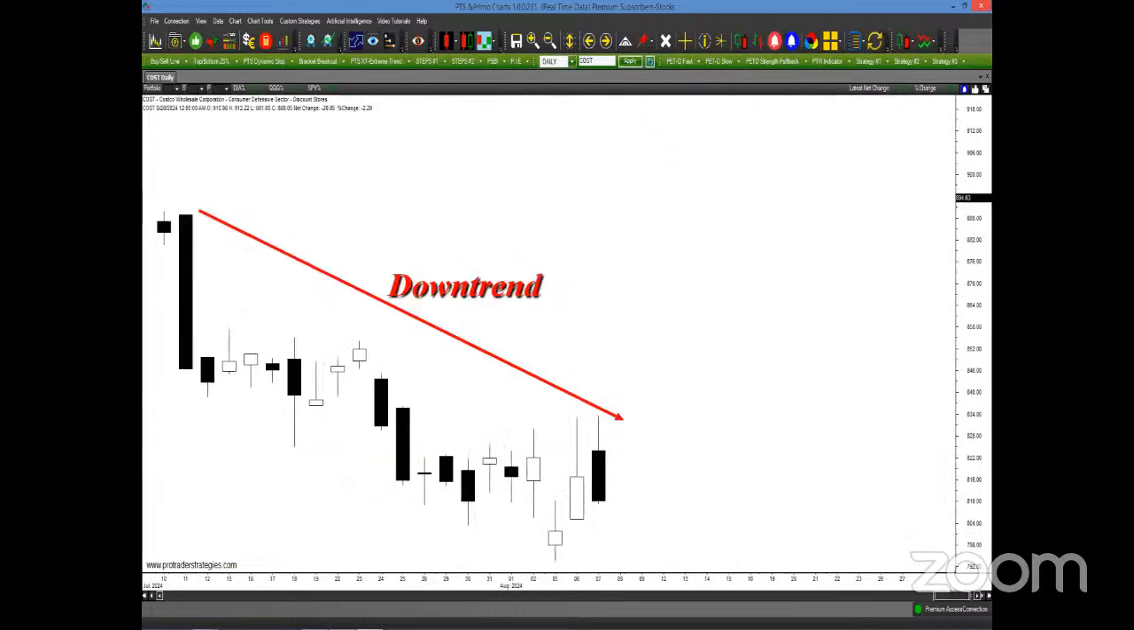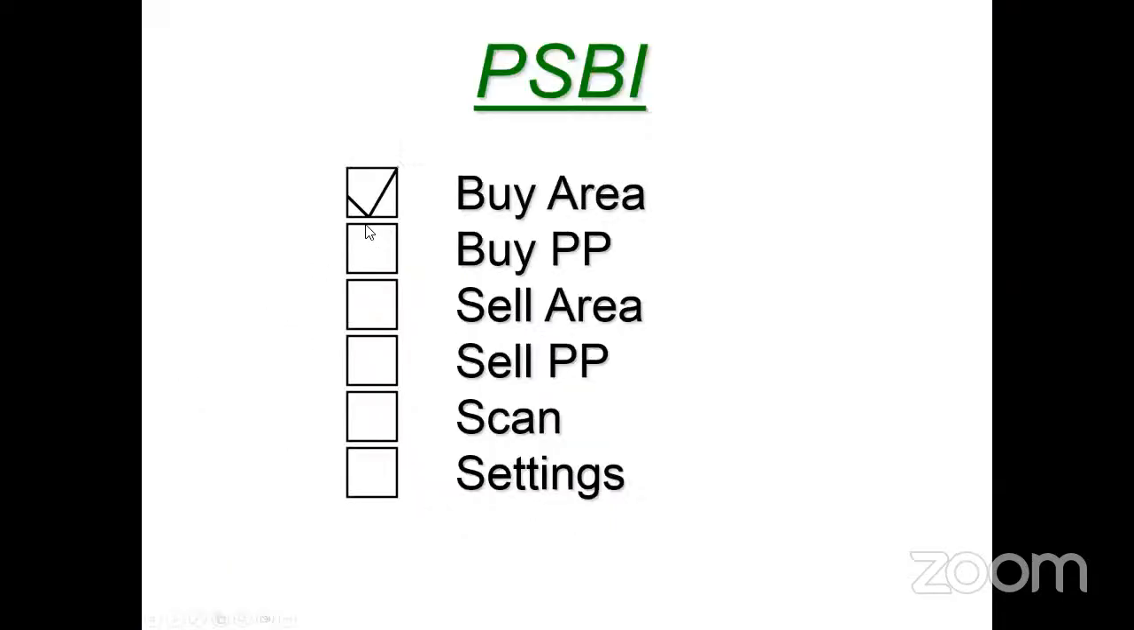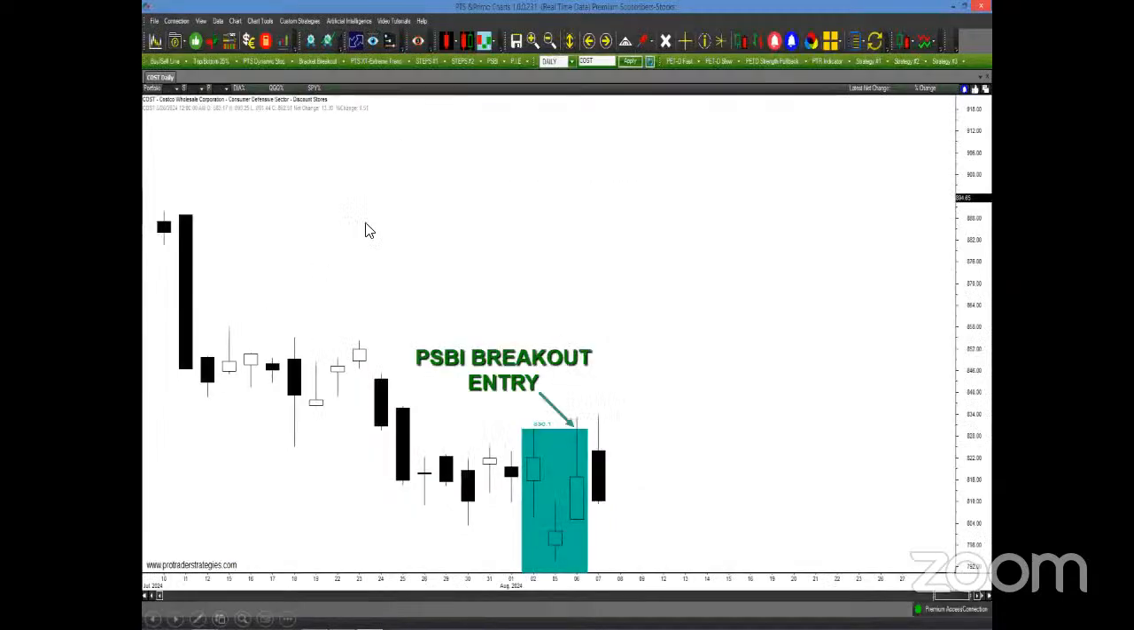All right, let's look at Costco. All right, we're in a downtrend, right? So does that mean we want to sell? Well, we could. I mean, we have strategies that will trade with the trend. But let's say you think it's getting ready to bottom out, according to what you've been looking at. Okay, there's nothing wrong with thinking that. Then punch up the PSBI just to see in case it thinks it is going to change trends. Click on buy area. And yes, it's saying right here, in fact, there was a green PSBI breakout area right here.